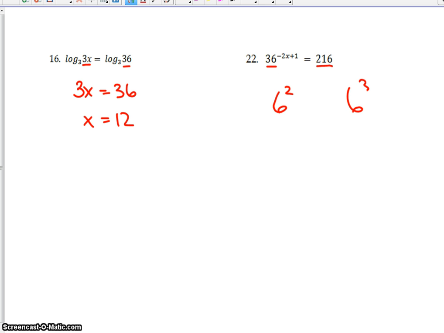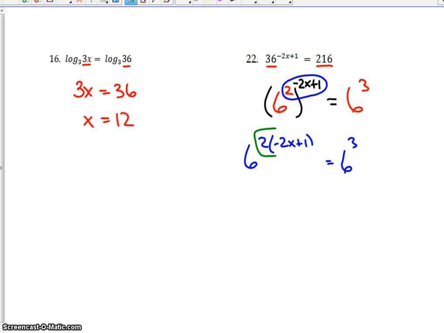Okay, 216 is 6 cubed. But the 6 squared was actually raised to this negative 2x plus 1 power. And so what we have to remember is some of our rules. When I go power to a power, remember we're going to multiply my exponents. But now I'm sure you can see what we're going to end up with: bases are alike, therefore exponents have to be equal.